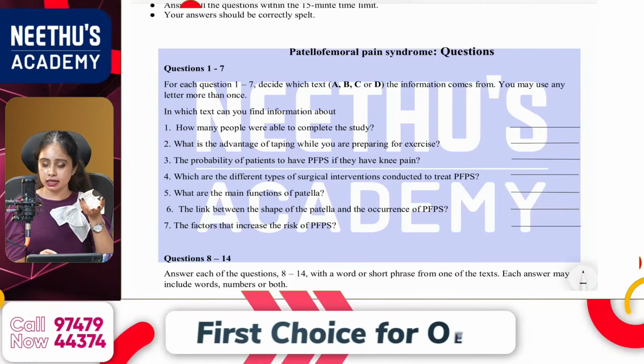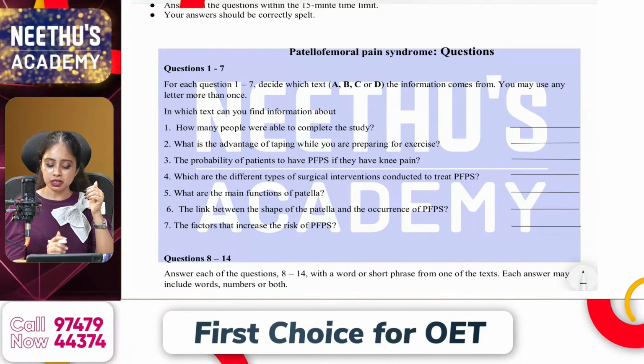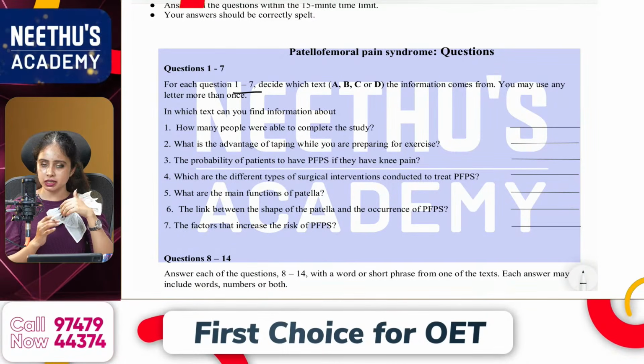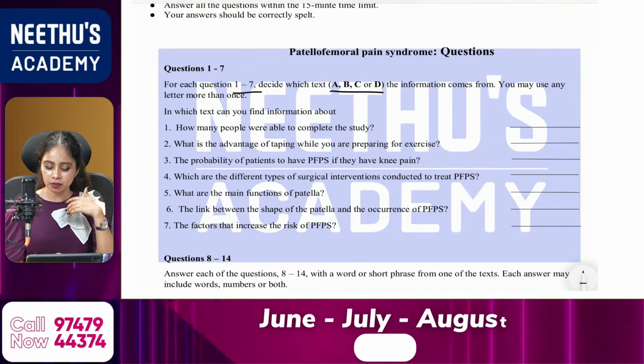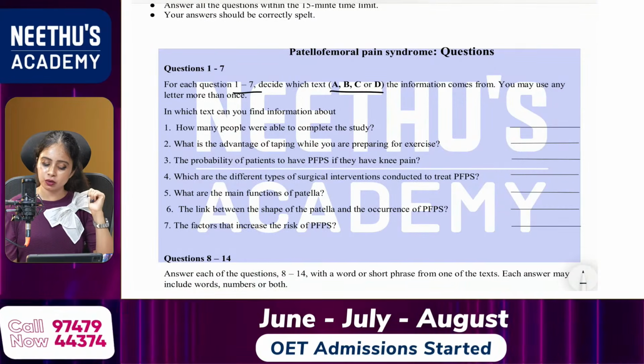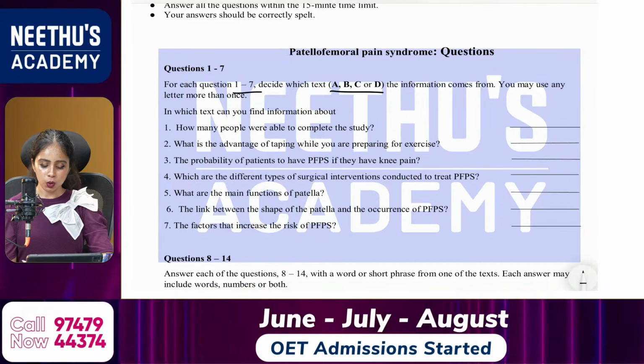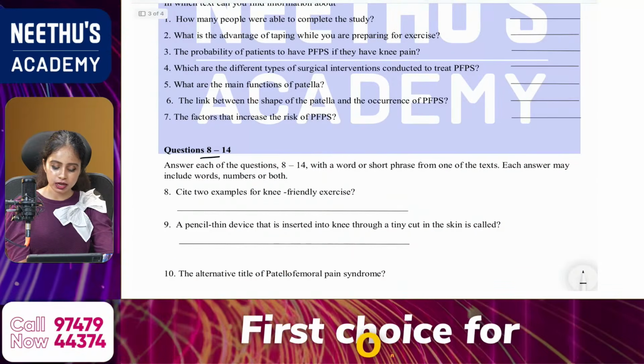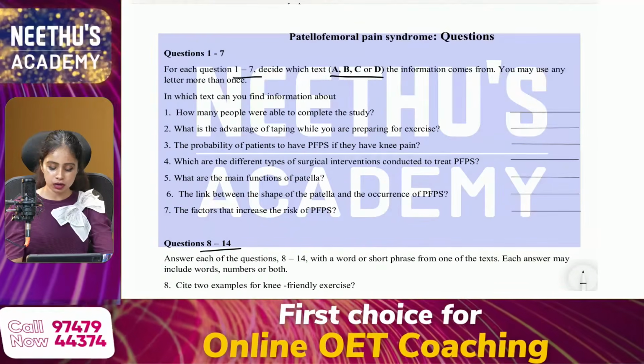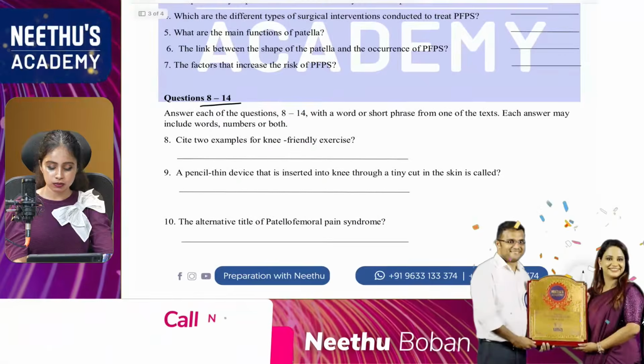Then, what is the instruction mentioned here? For each question 1 to 7, decide which text, whether it is A, B, C or D, the information comes from. You may use any letter more than once, okay? And the second set of questions, which is 8 to 14, can be called short answer questions.